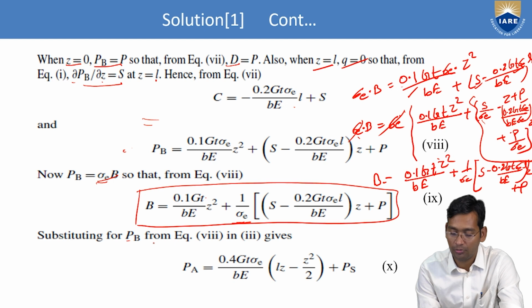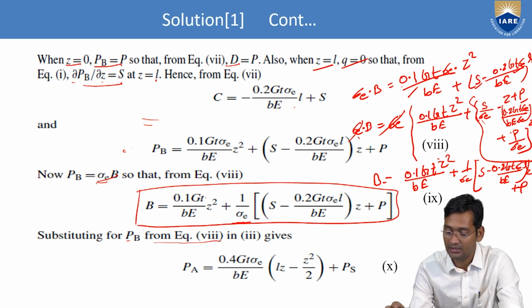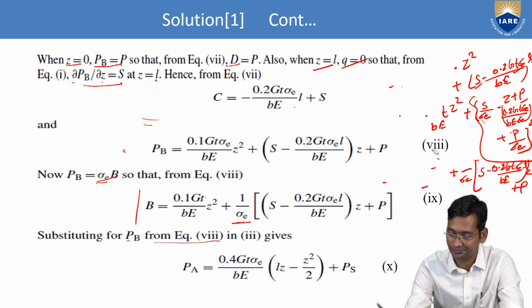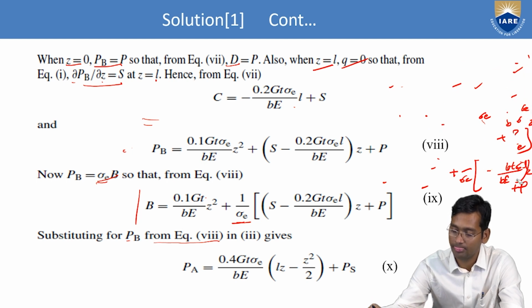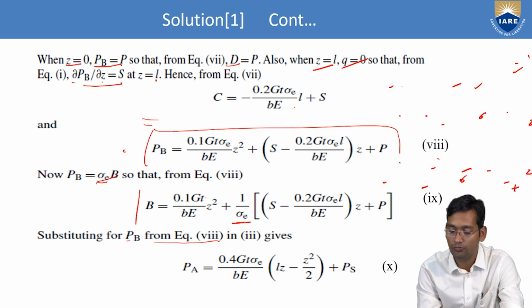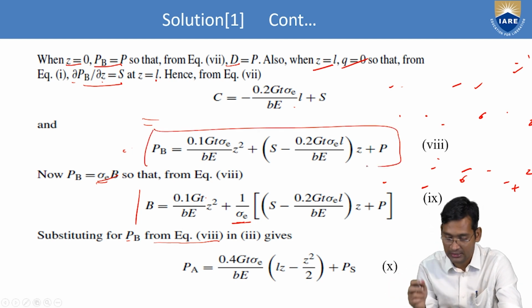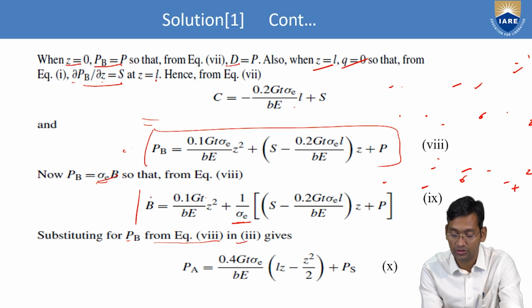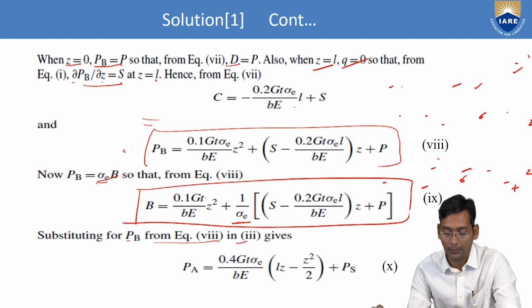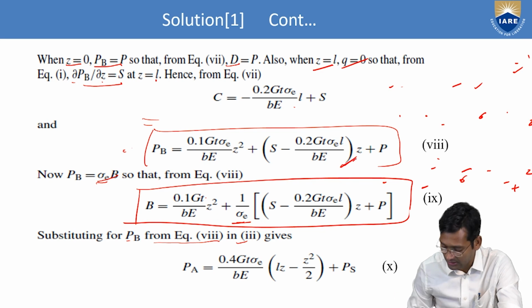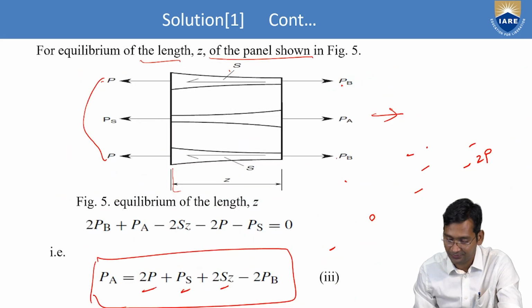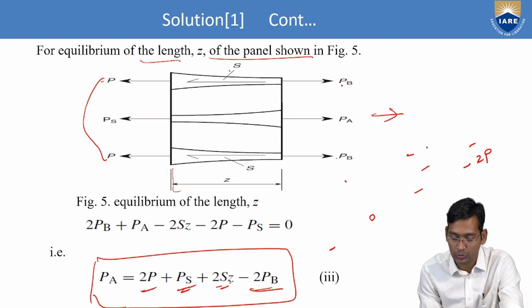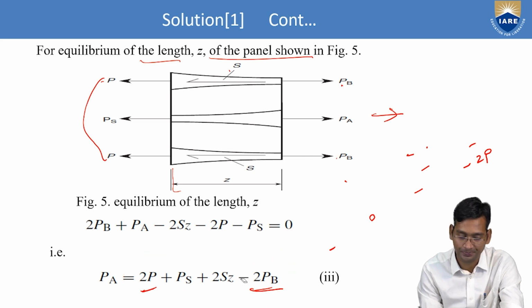Substituting for PB from equation 8 in 3, right? So here PB is there. Now this PB value, we got 2PA plus S, right? In equation 3. So this is the final B. Now what we have to find? PA. So let's put this PB value in equation 3. See here, this 2PB value. So now 2PS, 2PZ. So from there we will get P after substituting this PB value.